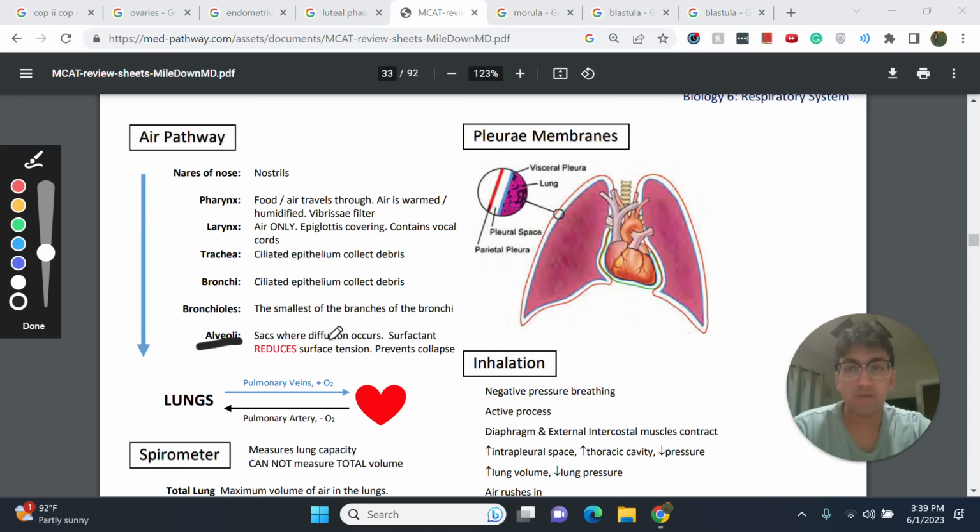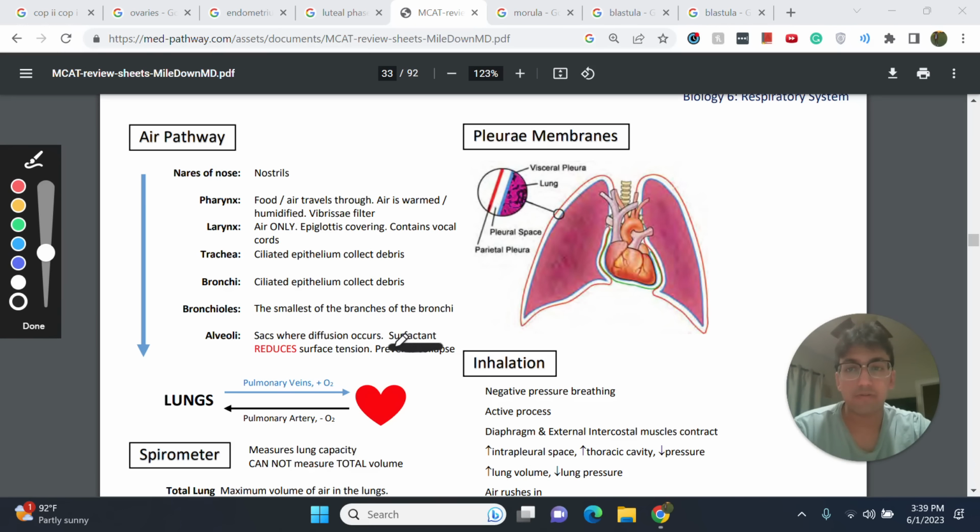And these sacs are where diffusion occurs. So you have all your blood that contains carbon dioxide coming from your pulmonary artery, which contains all your deoxygenated blood, and that's conducting diffusion with your alveoli. And because of that diffusion, the alveoli is giving oxygen, and your pulmonary artery is giving carbon dioxide.